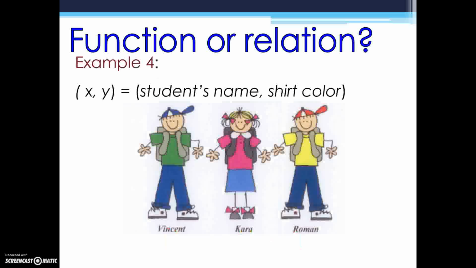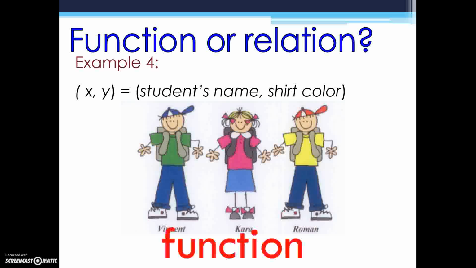All right, if I was to look at this function, if I have students' names as my x value and shirt color as my y value, well, the students' names are Vincent, Kara, and Roman. They do not repeat. So because their names do not repeat and each of them only has one color shirt, it is a function.